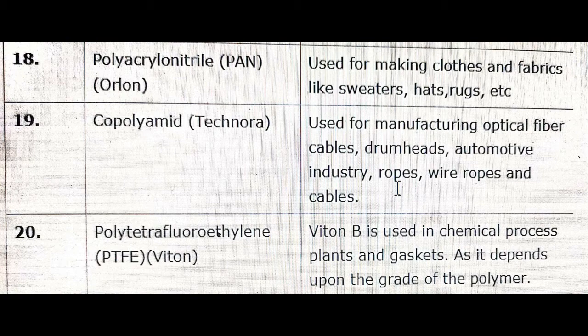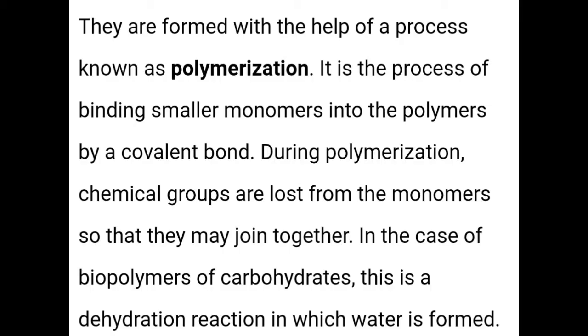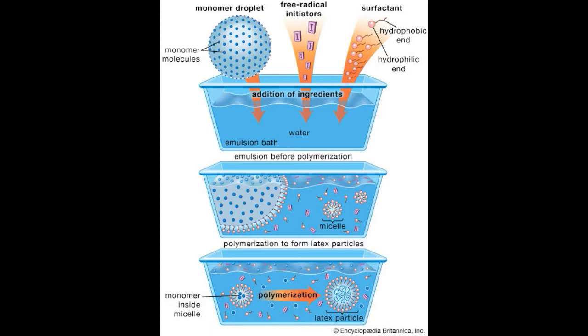The first question which arises is, what is polymerization? Polymerization is a process of binding small monomers into polymers by covalent bonds. When small monomers are bound together with covalent bonds, that is a polymer.